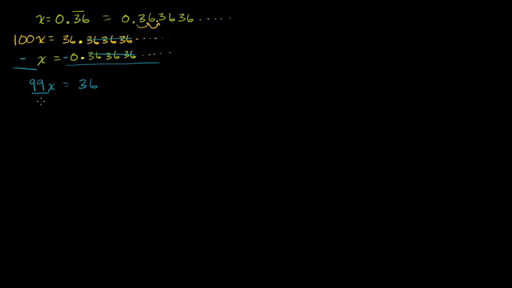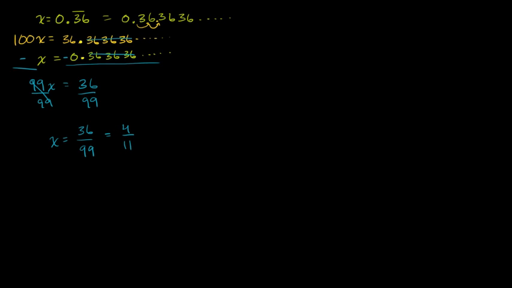We can divide both sides by 99, and we are left with x is equal to 36 over 99. Both the numerator and the denominator are divisible by 9, so we can reduce this. If we divide the numerator by 9, we get 4, and the denominator by 9, we get 11. So 0.363636 repeating forever is 4 elevenths.